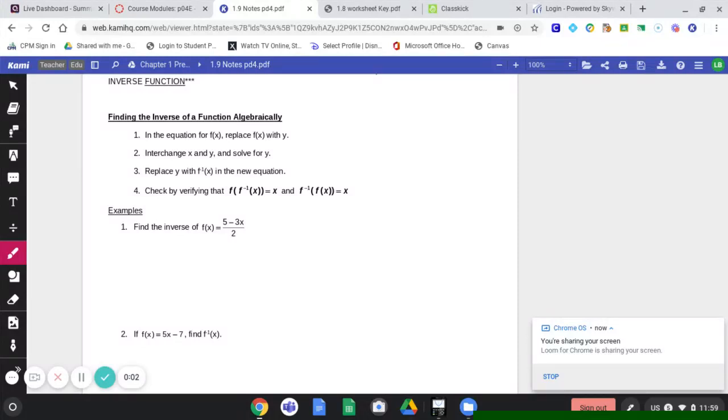Hi, so this video is going over how to find an inverse of functions algebraically. We're only going to do a couple basic examples and we'll do some more complicated examples in class together.